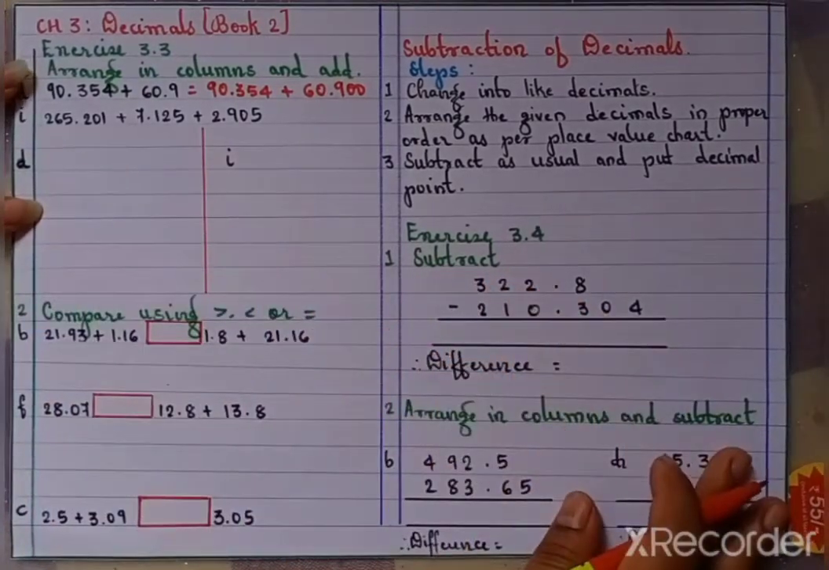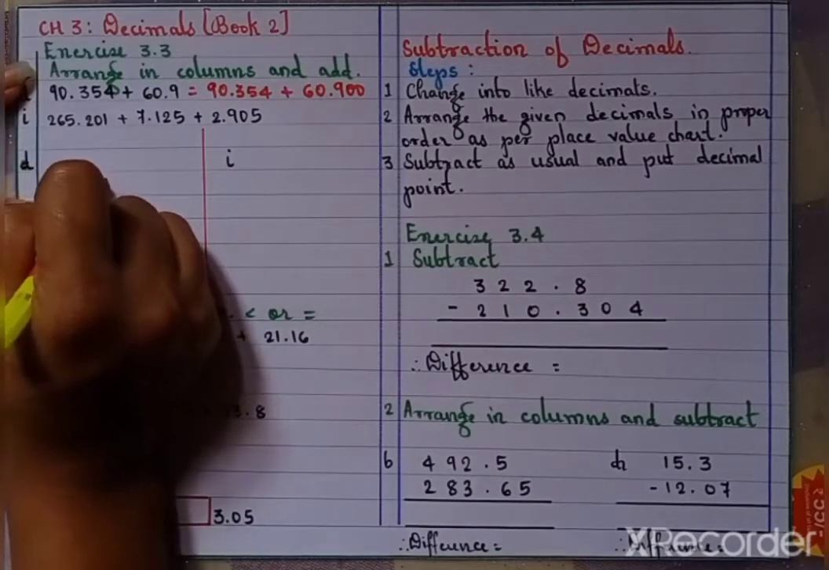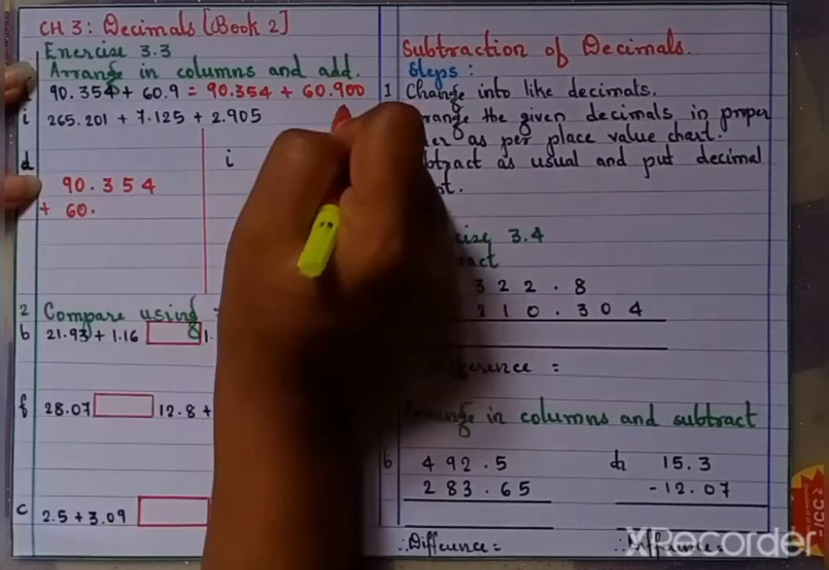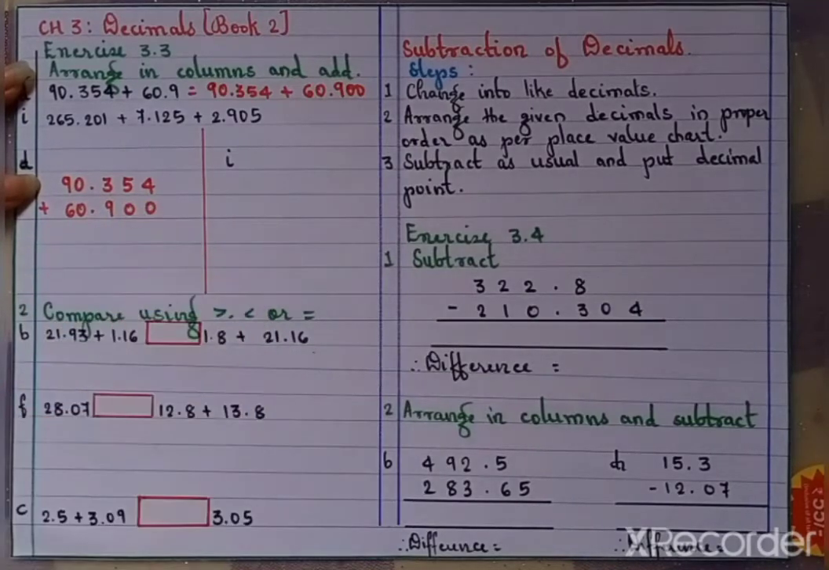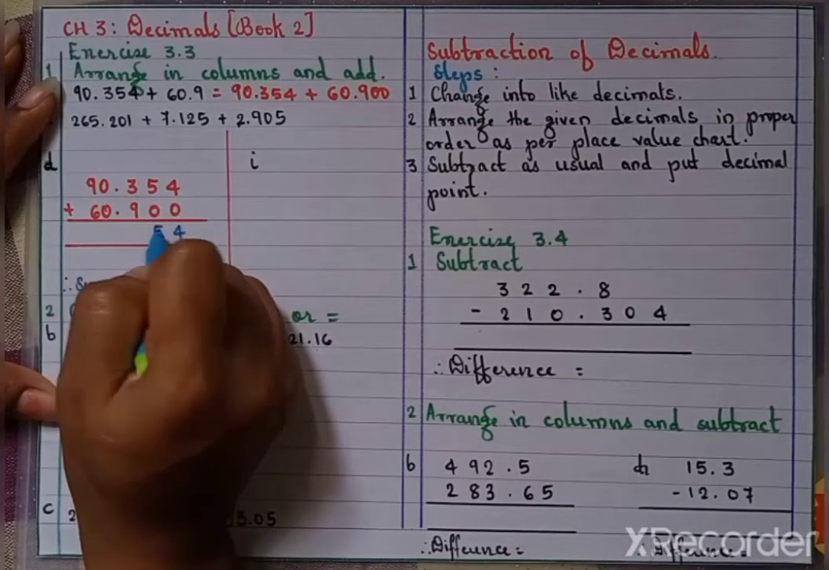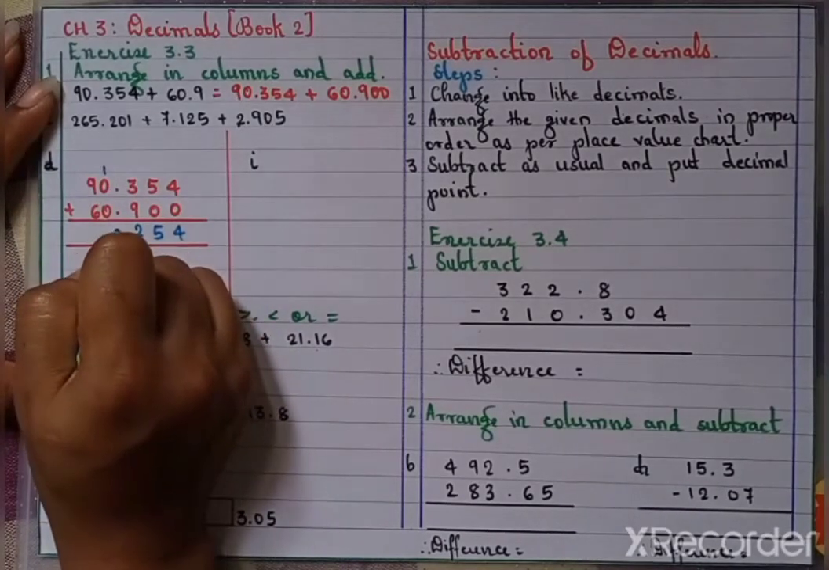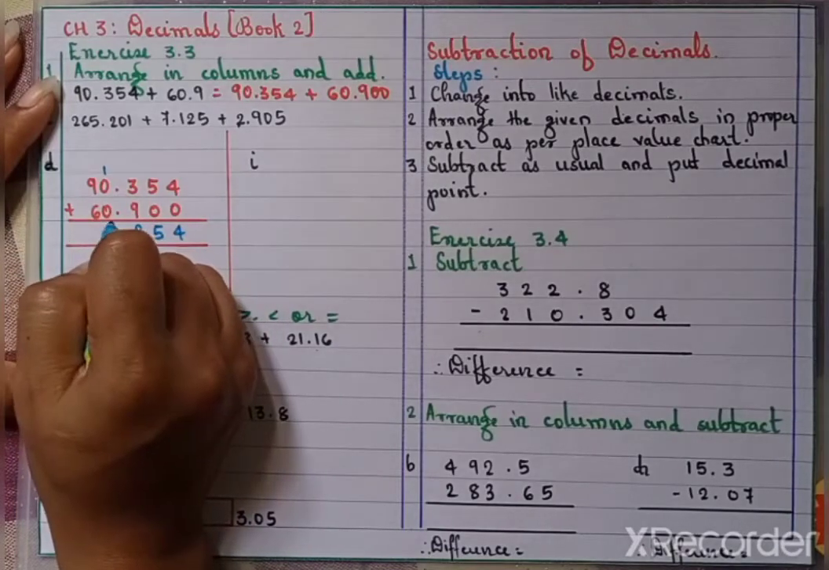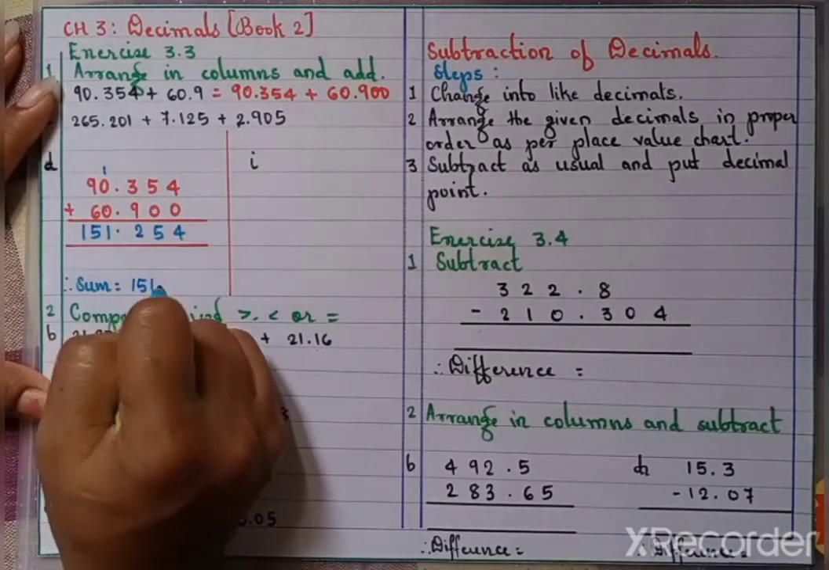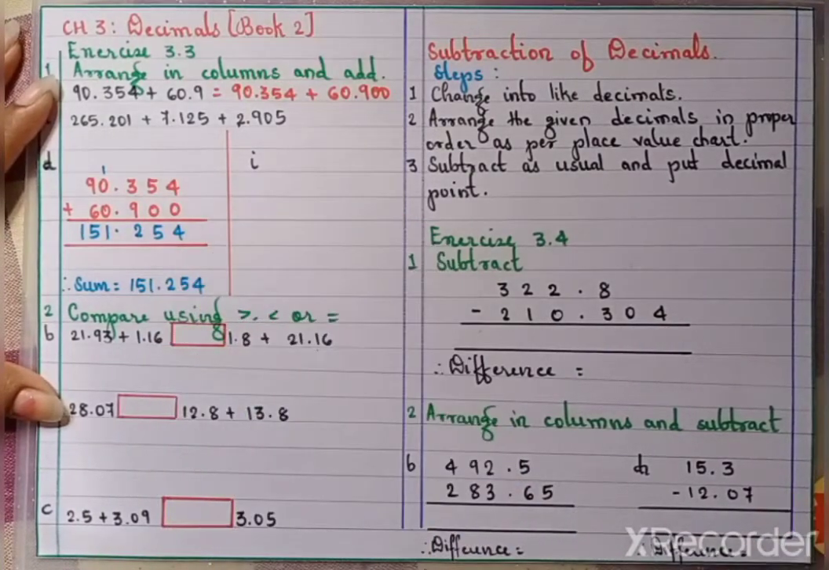So let's arrange them. 90.354 plus 60.900. So let's add now. 4 plus 0 is 4, 5 plus 0 is 5, 9 plus 3 is 12. Write 2 here, 1 carry goes to the next number. Put the decimal point. 1 plus 0 is 1. 9 plus 6 is 15. Therefore, the sum is 151.254.